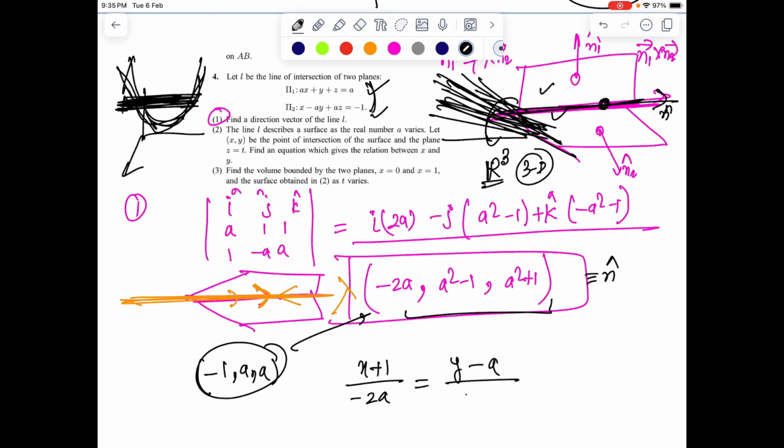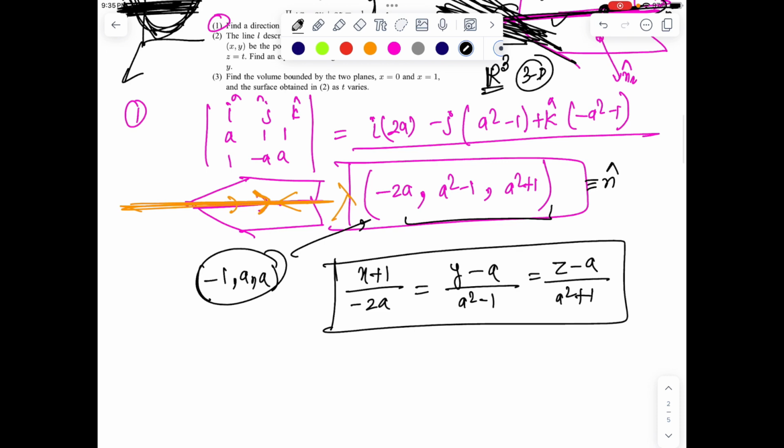So the equation of the line is (x plus 1) by minus 2a equals (y minus a) by (a squared minus 1) equals (z minus a) by (a squared plus 1). Now clearly, depending upon the value of a, these lines keep on changing. However, where the denominator is 0, we set the numerator to be 0, because whenever the denominator is 0, the numerator has to be 0, because 0 by 0 makes sense, it can attain any value. Otherwise 2 by 0 would not be defined, right? But 0 by 0 still tells the conclusion is correct, but the secret is not revealed.